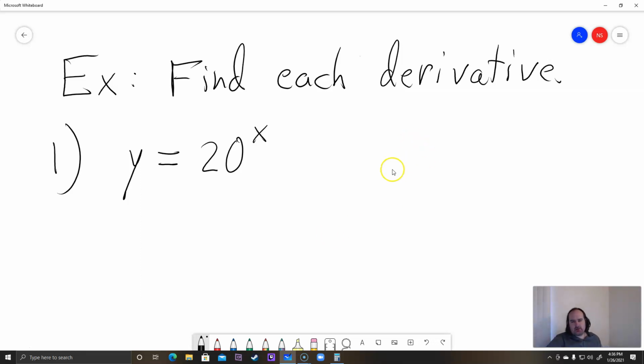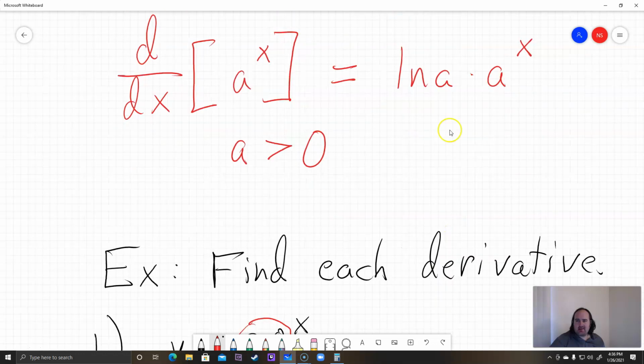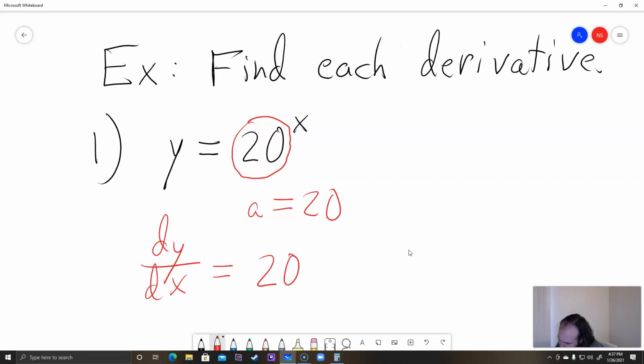Okay, so if you want to just use our new formula, that's the quickest way to do this. So here our base a is going to be 20. So here a equals 20. So writing down the formula, d dx of a to the x is ln of a times a to the x. So here that's going to be dy dx equals 20 to the x times ln of 20. Or in the reverse order, ln of 20 times 20 to the x.